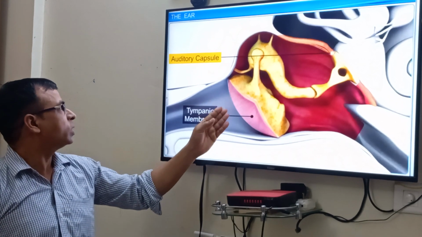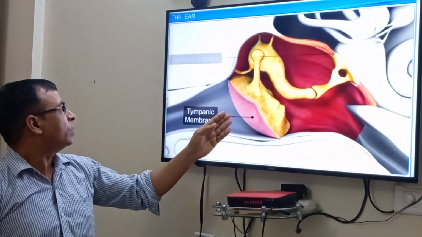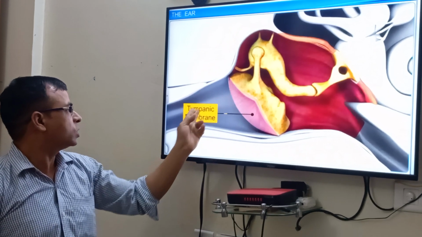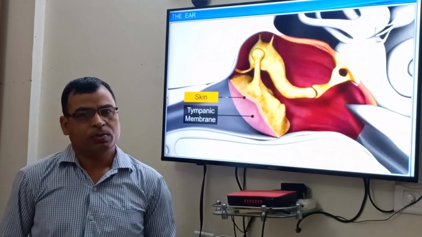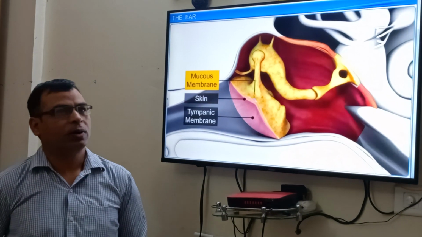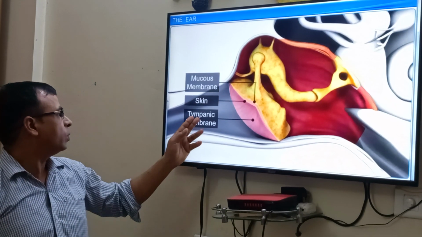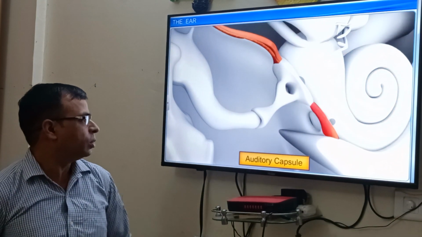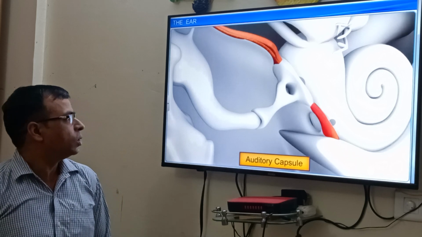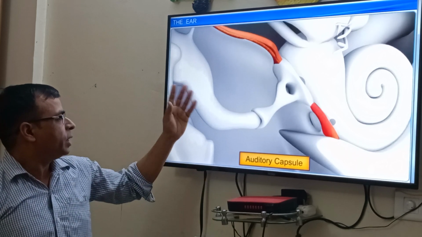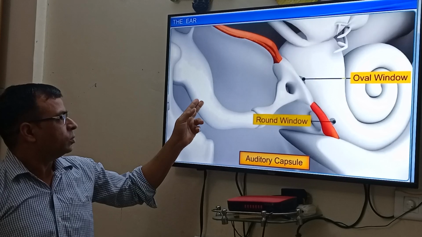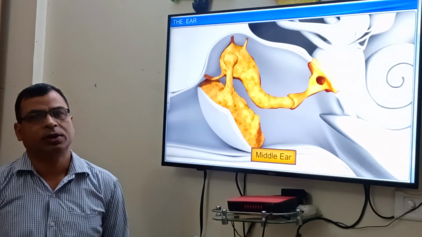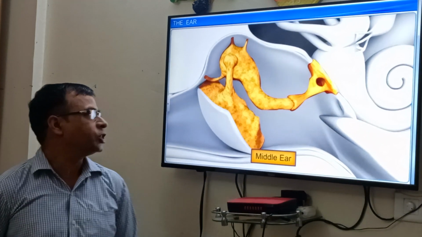The outer portion of this tympanic membrane is made of connective tissue. The outer membrane is covered with skin, and the inner membrane is the mucous membrane. So now in the middle ear we have three tiny bones, ear ossicles: the malleus, incus, and stapes.